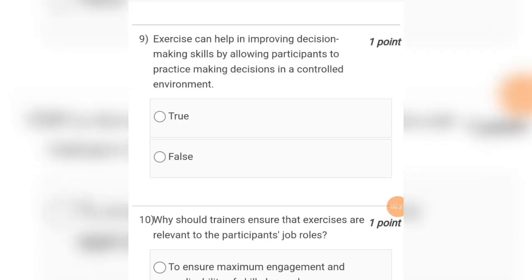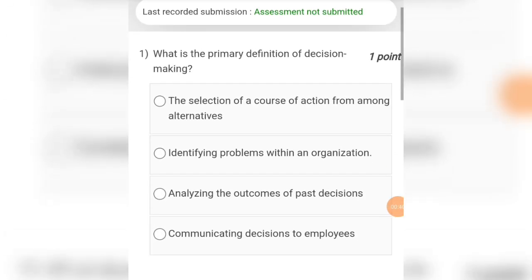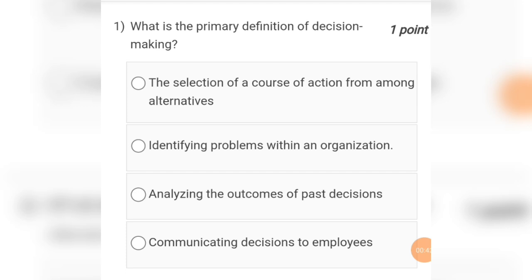So this week consists of a total of 10 questions and we will start from question number 1. Question number 1: what is the primary definition of decision making? Option A is the selection of a course of action from among alternatives. Option B is identifying problems within an organization. Option C is analyzing the outcomes of past decisions and option D is communicating decisions to employees. So the correct answer for question number 1 will be option A, okay? That is the selection of a course of action from among alternatives.